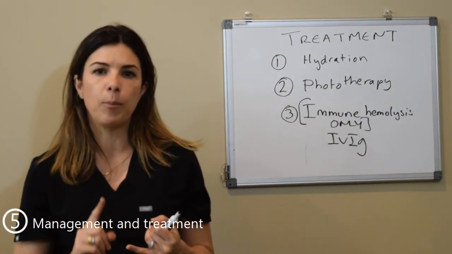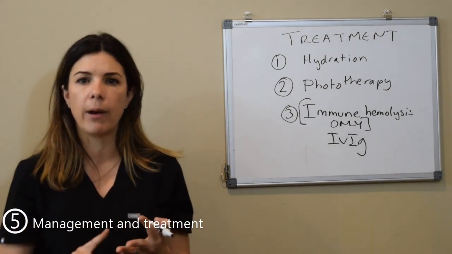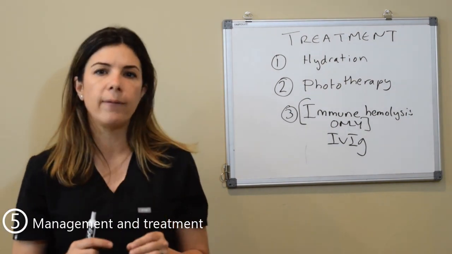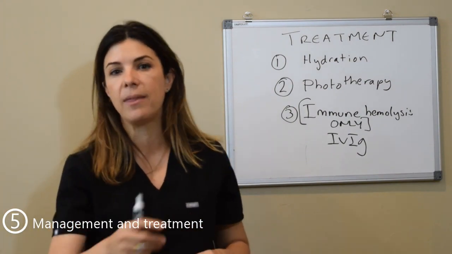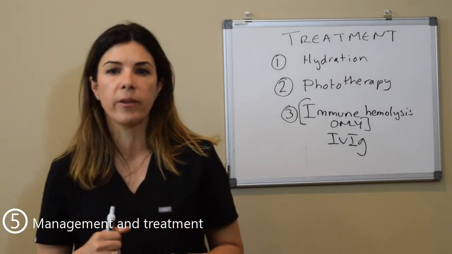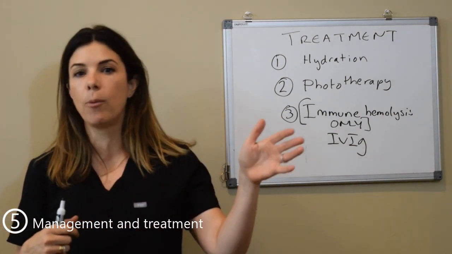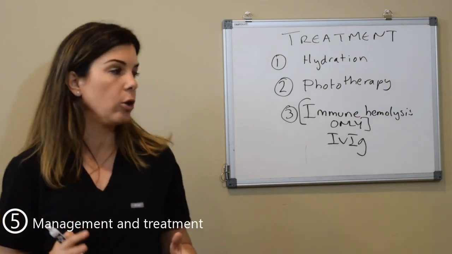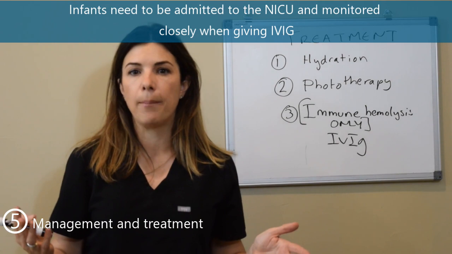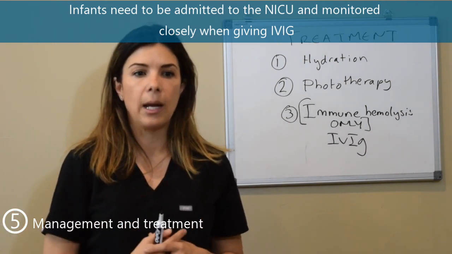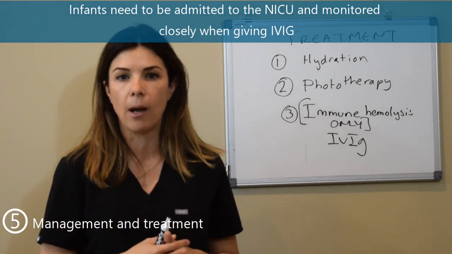So IVIG has been shown to be extremely helpful in ABO incompatibility as well as in Rh incompatibility. So if you have an immune hemolytic setup, so you've got a mommy that's O, a baby that's B, your direct Coombs is positive, your reticulocyte count is elevated because the blood is breaking down, and your bilirubin is high, then that would be a logical thing to do. You give IVIG, and we normally give about half a gram over several hours, and that can be repeated, but normally just one dose of IVIG is enough for these babies.